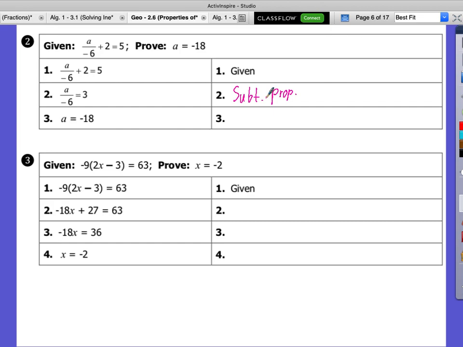So then, how do we go about getting from A divided by negative 6 equals 3 to A is equal to negative 18, Riley? You multiply both sides by -6. Yeah, you multiply both sides by negative 6 there. And so that's our multiplication property. So our multiplication property says we can do that. Questions on that?